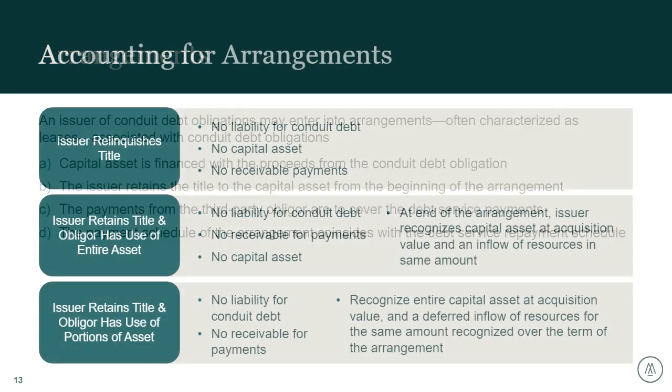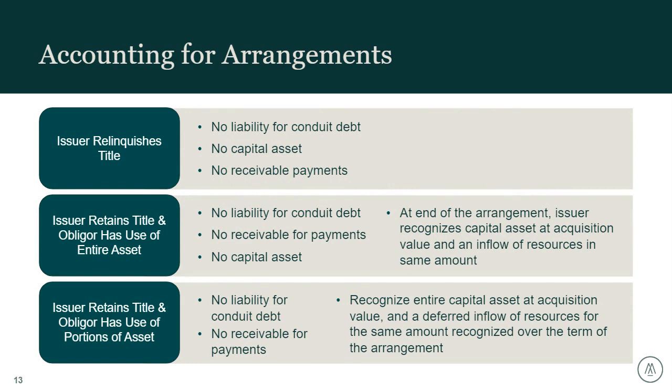So how do you account for those arrangements? If the issuer completely relinquishes title, no liability for conduit debt, no capital asset, and no receivable for payments to be expected to be received. If the issuer retains title and the obligor has use of the entire asset, then as it says on the slide, there's no liability for conduit debt, no receivable for payments, and no capital asset. But at the end of the arrangement, that issuer does recognize the capital asset at acquisition value and then an inflow of resources in the same amount.